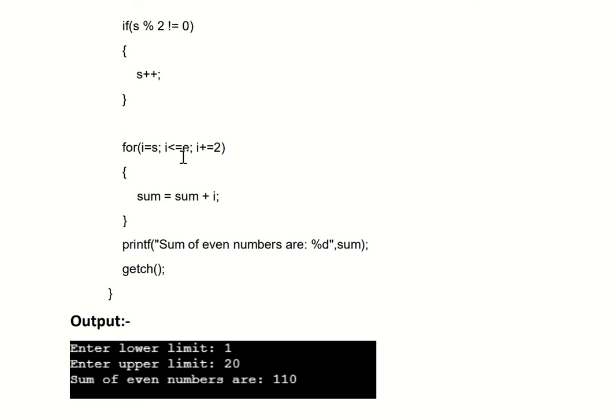At the end, when the condition is false, it will come out of this for loop, and after the for loop there is one simple statement, that is printf, and we print the answer, which is stored in the variable sum. Then close the bracket. Here you can see the output: enter the lower limit, for example 1, enter the upper limit, for example 20. So the sum of even numbers in this range is 110. If you want, you can calculate it also. So thank you all.